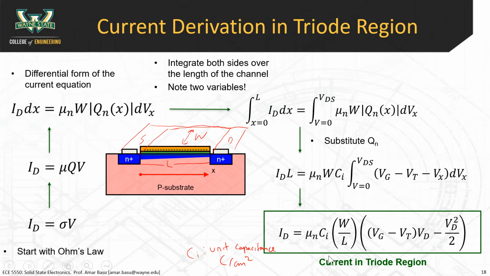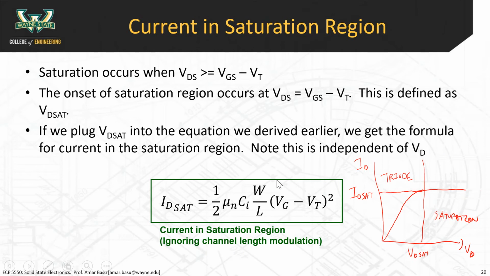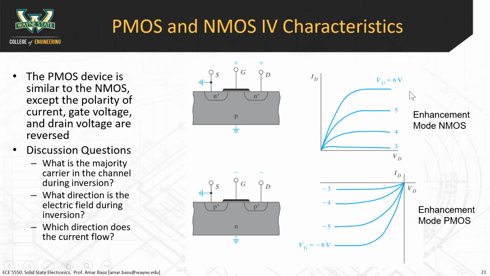One of the things that we found out is that the strategy was to split the conductive channel up into small pieces, create a differential equation which describes the I versus V relationship in each one of those regions, and then integrate both sides to come up with the current equation in the triode region. We also found the resistance in the triode region, the current in the saturation region, and then finally we ended off with this slide where we were looking at the IV characteristics in the PMOS and the NMOS devices.